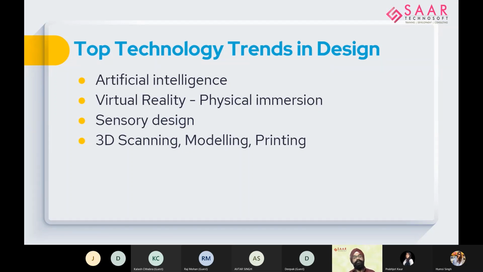The last one here is 3D scanning, modeling, and printing. Now, this has been there for several years, like 3D scanning and modeling. 3D printing has been there for the last couple of years, but more and more areas are being explored in those things. So 3D scanning and 3D modeling is one of the areas that you can explore in your design, particularly in engineering design. These are the areas where we design and print the object.